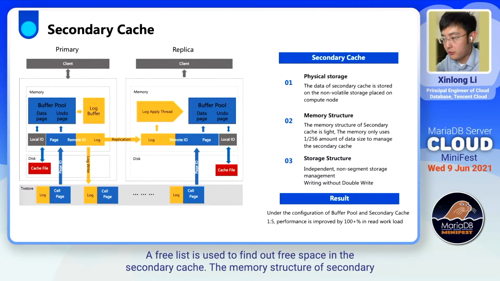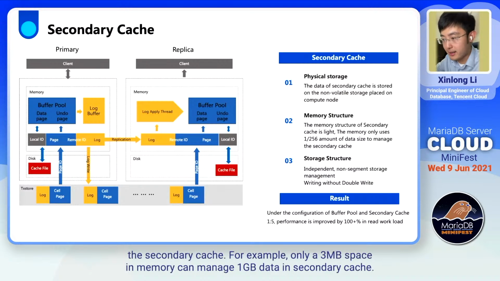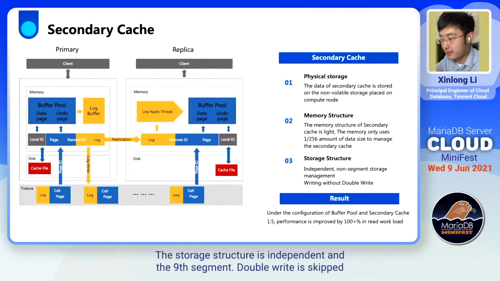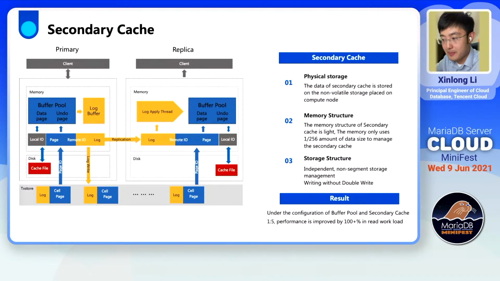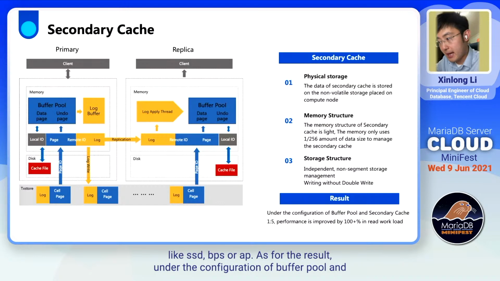The memory structure of the secondary cache is light. The memory only uses 1/256 of the data size to manage all the data in the secondary cache. For example, only 3 MB of memory can manage 1 GB of data in the secondary cache. The storage structure is independent and non-segmented. Double write is skipped and the file system is bypassed. PMDK and SPDK are used to write data to non-volatile storage like Optane SSD, BPS, or AEP.